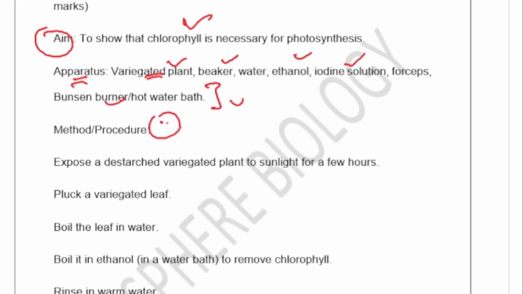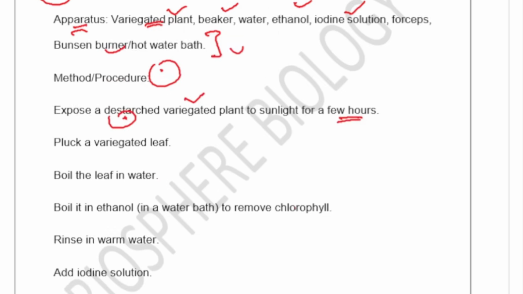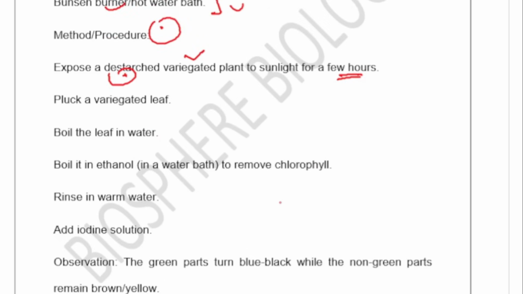So basically your procedure: expose your destarched variegated leaf to sunlight for a few hours. Destarched means that it did not contain starch, but exposing it for a few hours will make it get starch. Pluck the variegated leaf, boil the leaf in water, then boil it in ethanol to remove the chlorophyll. Normally when we are removing the chlorophyll, we use ethanol. We boil the leaf in ethanol, rinse in warm water, and add iodine solution.